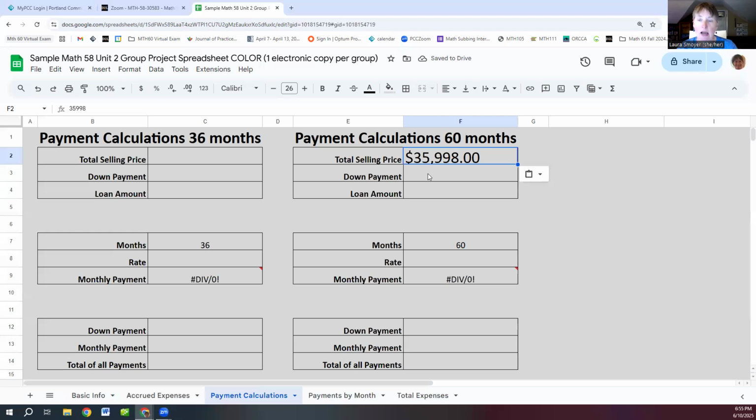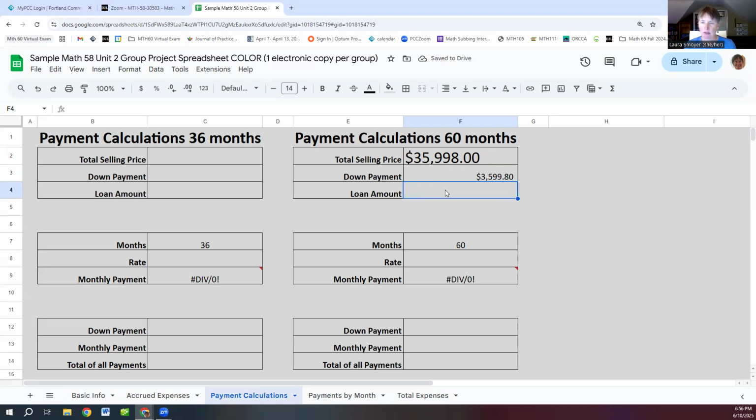I don't need to get out a calculator to do this. It's 10% of the selling price. And I'm going to use my spreadsheet to make this happen by pressing equal and then clicking on the selling price and multiplying by 0.10 because it is 10%. I press enter and I should see the 10%.